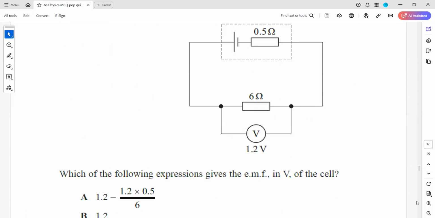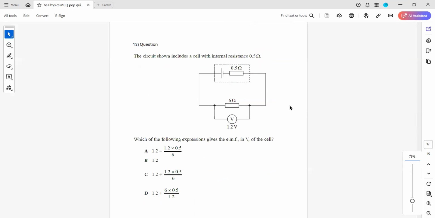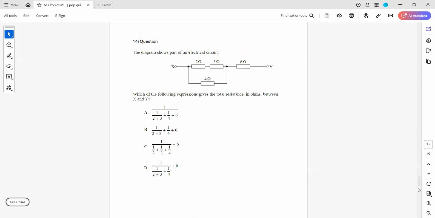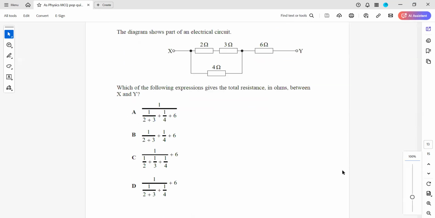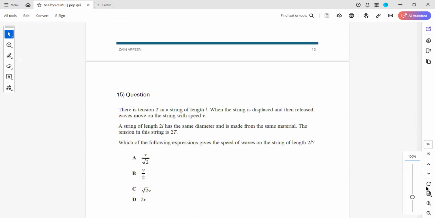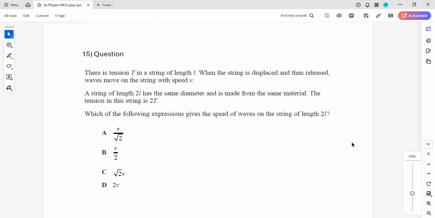Question 13, any doubt? Question 13. Question 14, any doubt? Question 15.